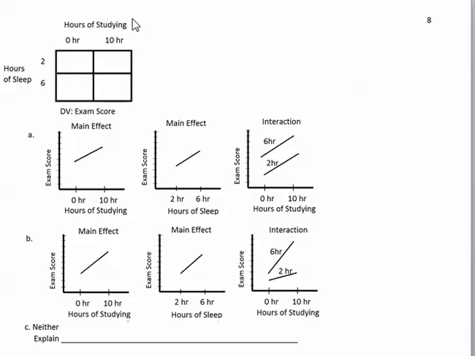In this question, we're imagining that someone is doing an experiment with four conditions. One group is studying 0 hours for an exam and sleeping 2 hours on the night before the exam. One group is studying 10 hours and sleeping 2 hours. One group is studying 0 hours and sleeping 6 hours. And one group is studying 10 hours and sleeping 6 hours.